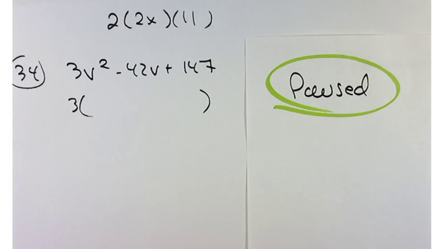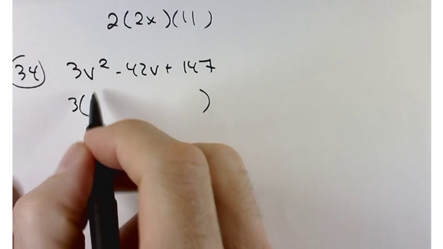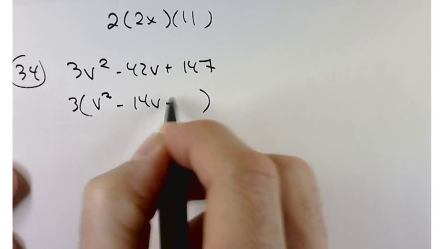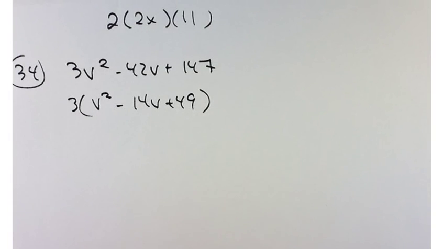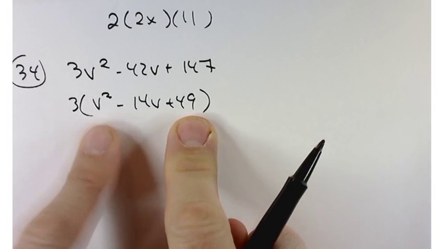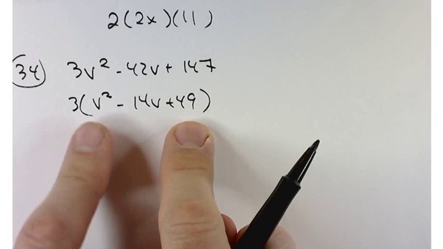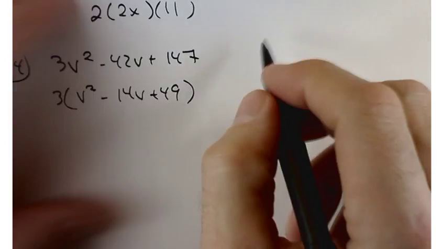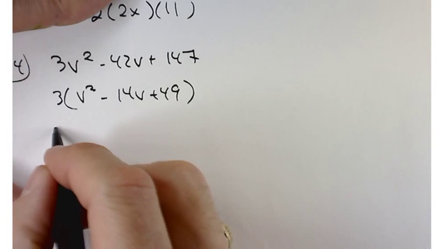Okay, so factoring out the 3 leaves behind v squared minus 14v plus 49. Now, if you can recognize that, gee, the end terms are perfect squares, there's a v here and a 7 here, both of which get squared to give us the end terms, you can check that it follows a pattern much like this. The only difference is we've got a negative there. Now, there's nothing wrong if you're not comfortable with those patterns. If you can't look at that and say, gee, that's v minus 7 squared, then just treat this as a regular trinomial.